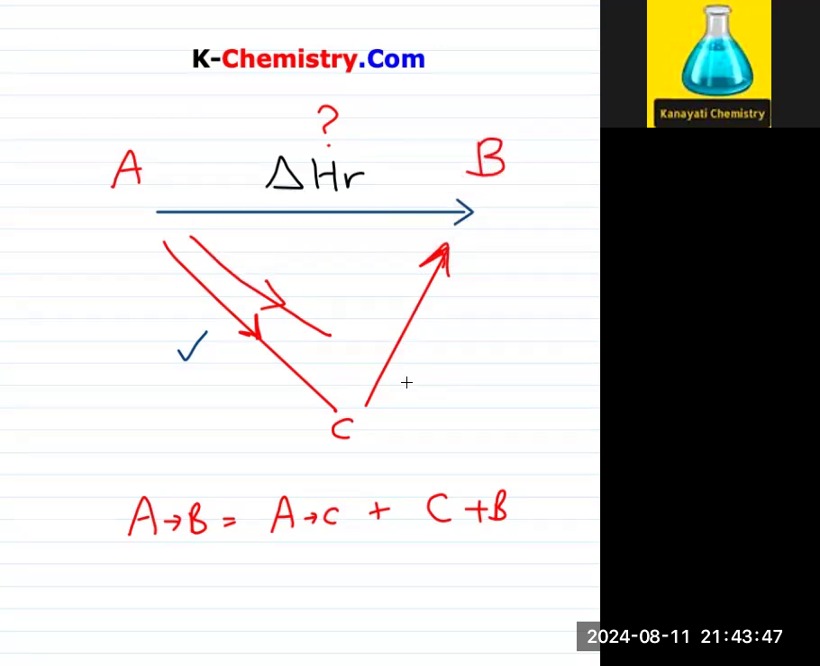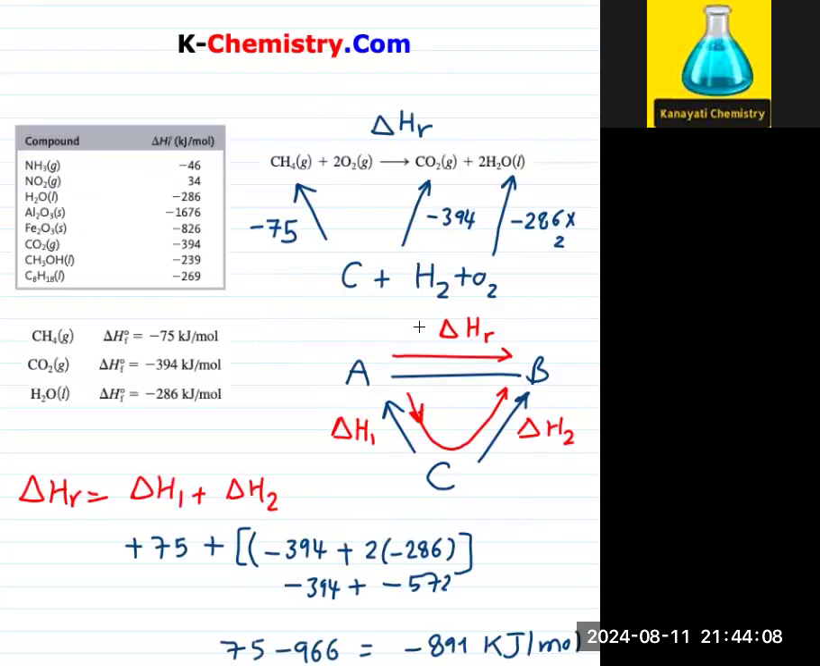And one more thing, we had to multiply this one by 2 because the value that I have for the formation of B was for 1 mole, but the water was 2 moles. That's why I had to multiply it by 2, and then I added the delta H1 and the delta H2 together.